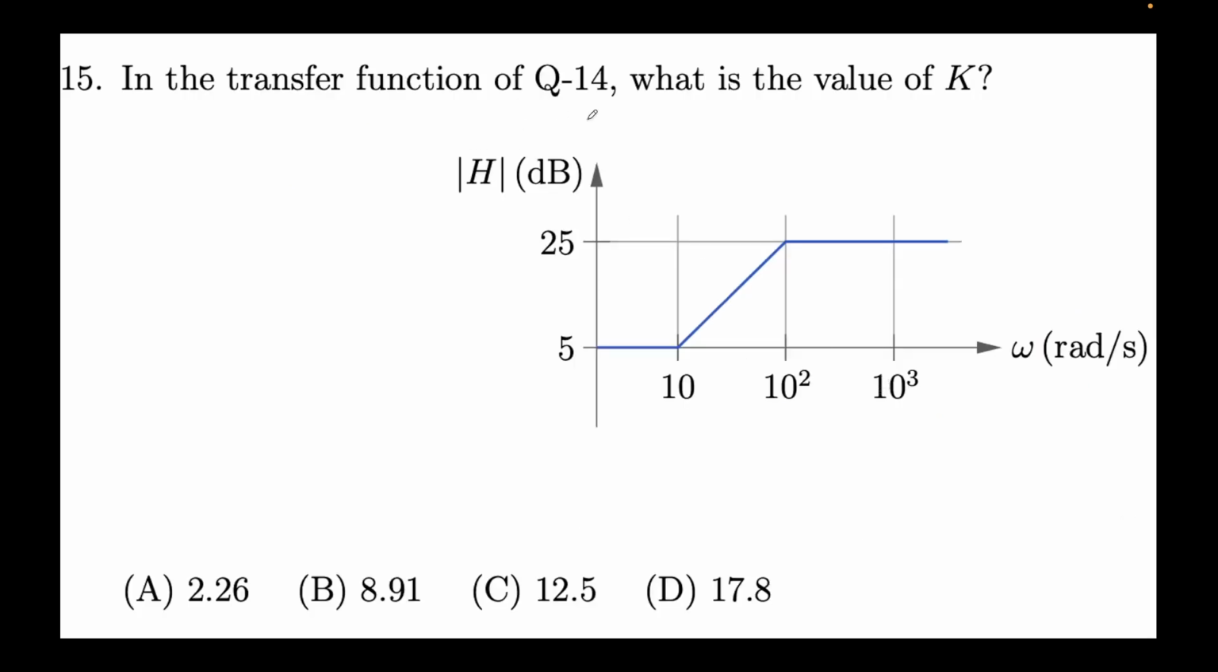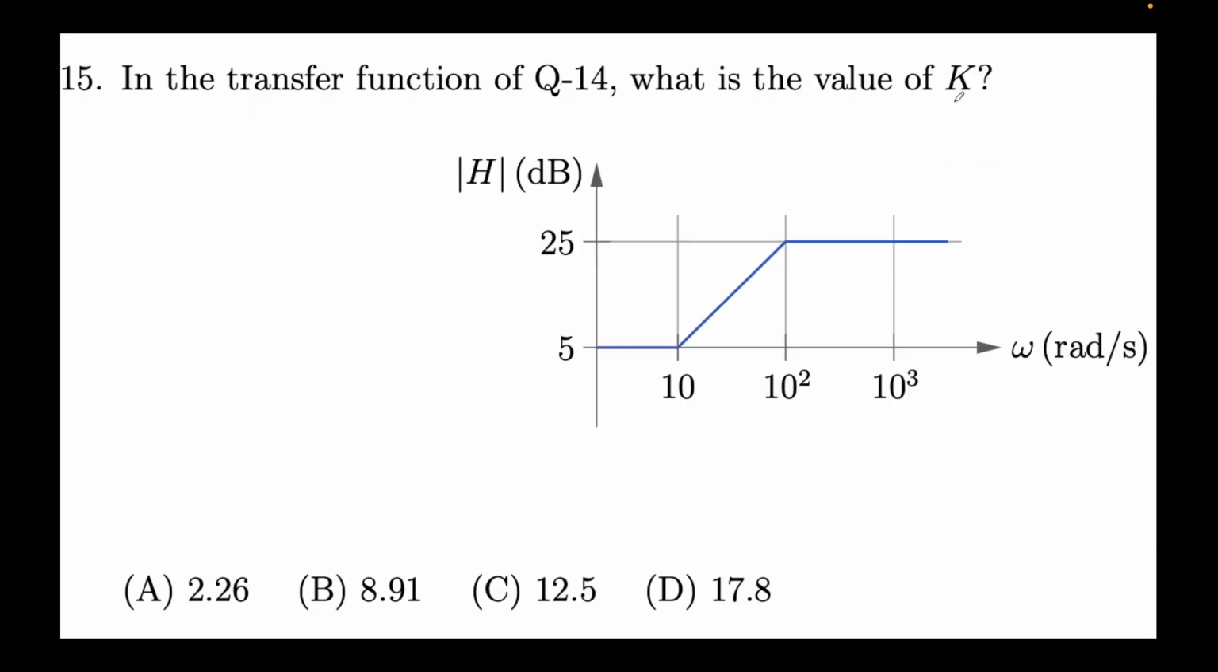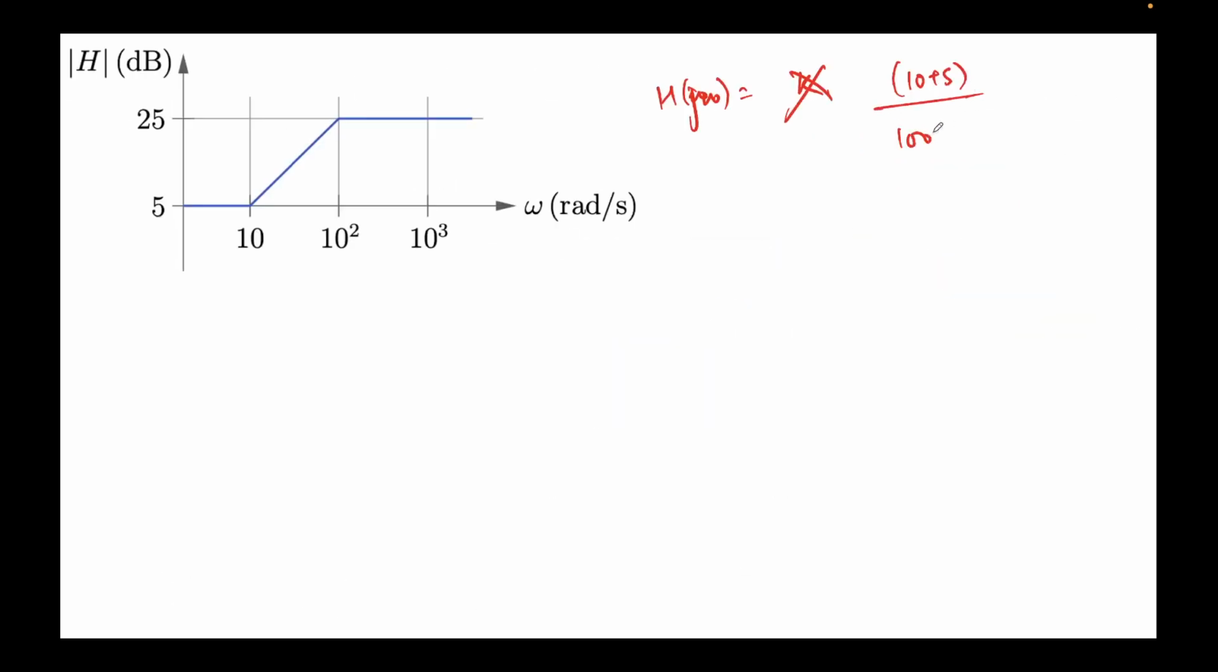So in the transfer function of Q14, what is the value of k? Okay, brilliant. So what we had obtained was H(j omega) as some constant k, I'm writing it as x, times (10 plus s) over (100 plus s). So we need to find this value x. How do you find the value of x? I already told you, there are multiple ways of doing it.